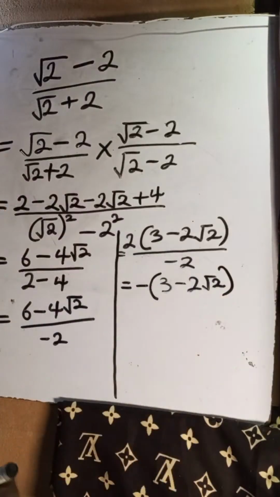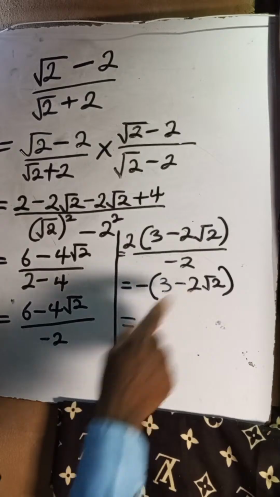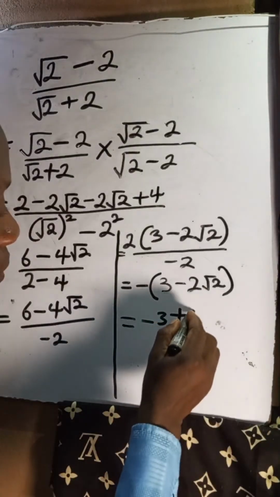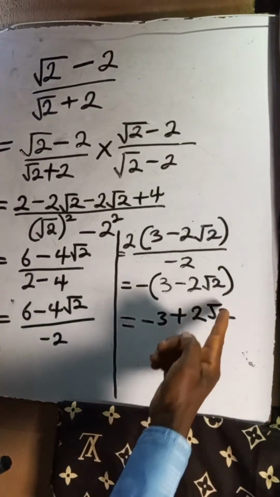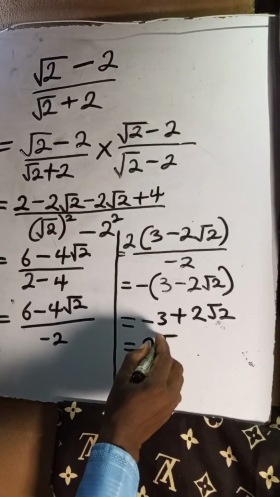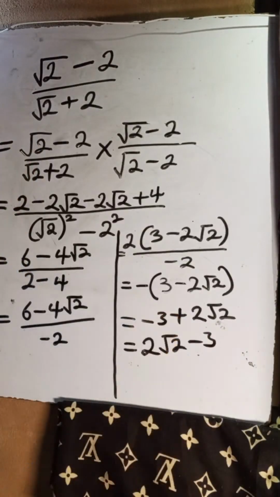I'm sure we understand what we are doing here. If you don't want to leave it this way, or if you don't find answers like this in the question, just multiply out. If you multiply out, we are going to have minus 3 plus 2 root 2. Then according to the law of BODMAS, it is better to write plus before minus. So we can leave it as 2 root 2 minus 3. Any of them is okay. There's no problem at all. But just make sure you understand what we are doing. I hope the lesson is quite understood.